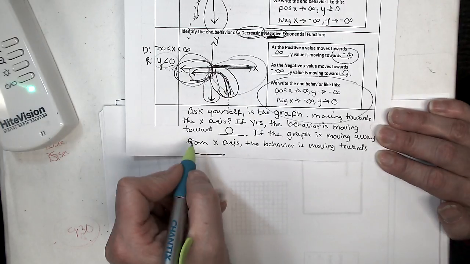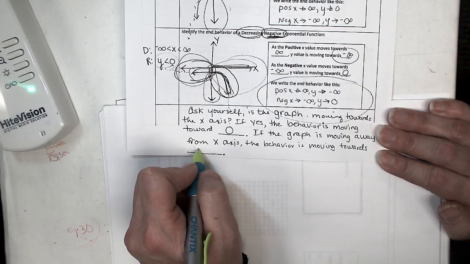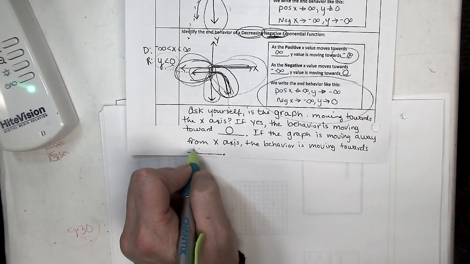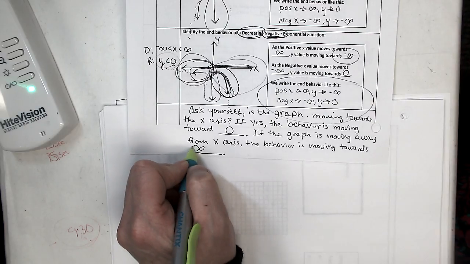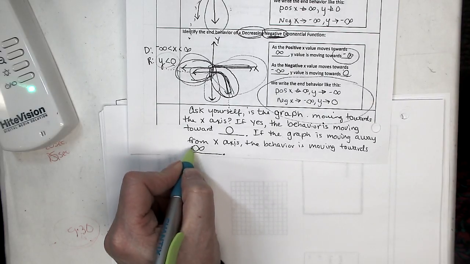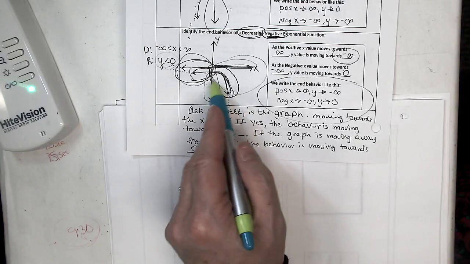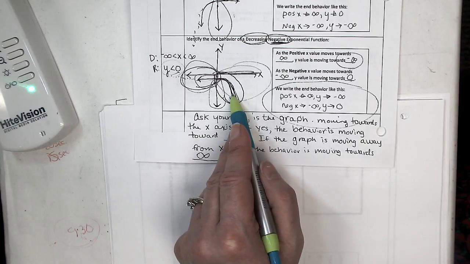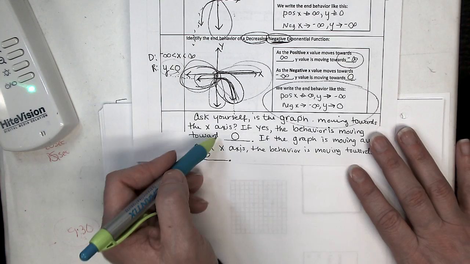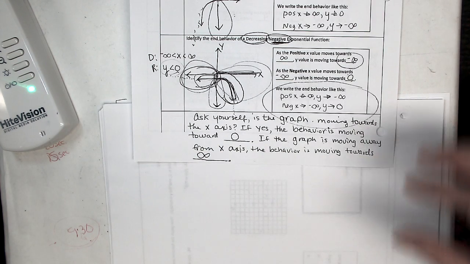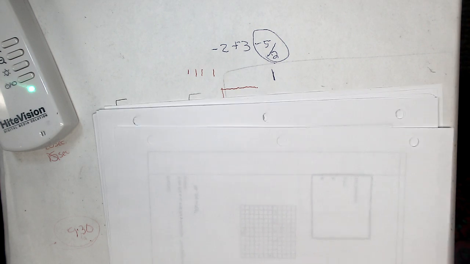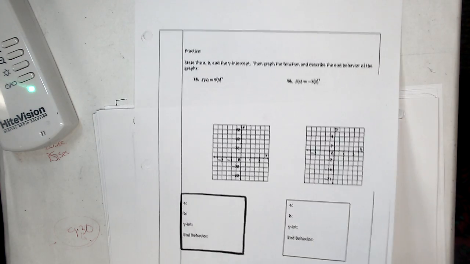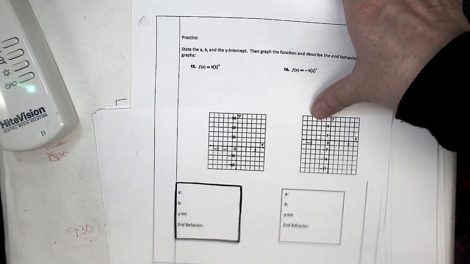If you turn to your next set of notes, guys, this is an example of what you have to do on your homework. We'll do 2 more problems, and hopefully that will help you feel a little bit better about it. These are actual homework problems, number 15 and 16. I pulled them right out of your homework. Now we're putting it all together. You have to state the a, the b, and the y-intercept. Then you have to graph the function and describe the end behavior.